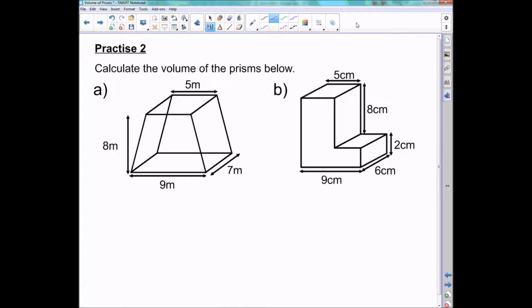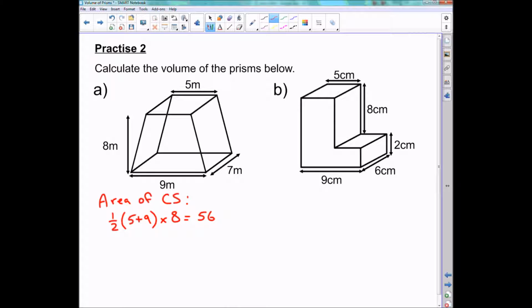Okay, so this first one, again, I want to find the area of the cross section, which is a trapezium. So if you remember the formula for a trapezium, I need to half the sum of the parallel sides, which is 5 plus 9. Okay, then I need to times the distance between them, the height, which is 8, and I get an answer of 56.